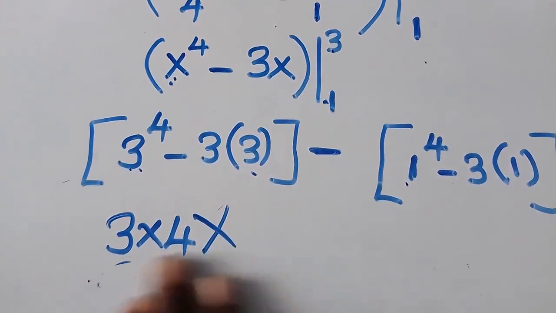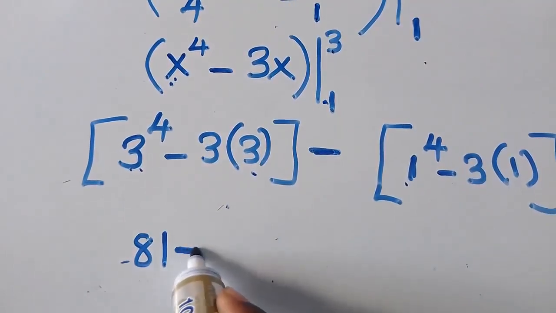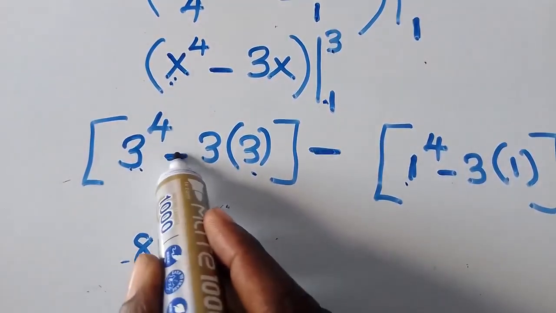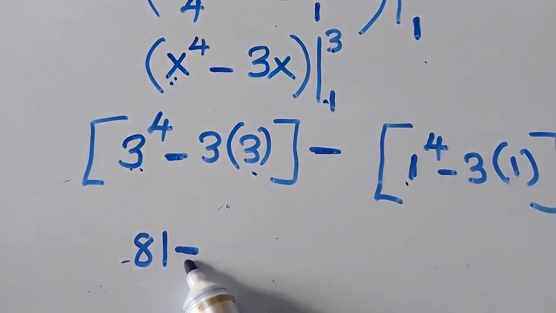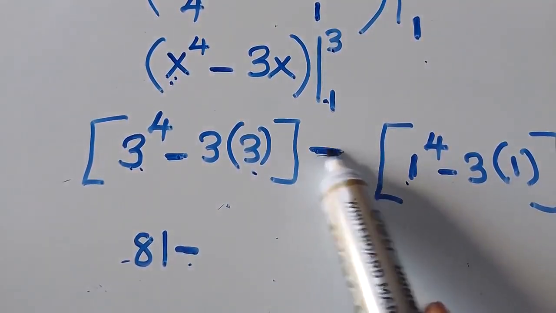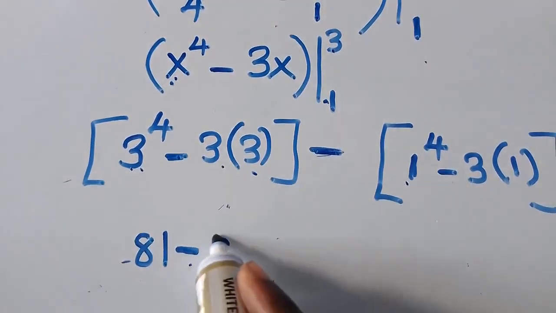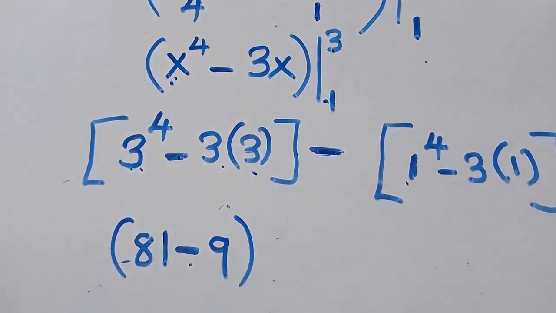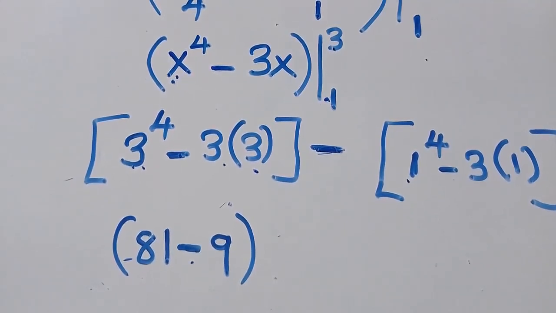So this is what? 81. So what I'm going to do is that 81, then there is a minus there. This minus, we follow what is there. Have you seen? If there was a plus, I would have said plus here. But this minus is part of the formula. So 3 times 3, it is 9. So you say 9, then you do that. That is what you need to follow.